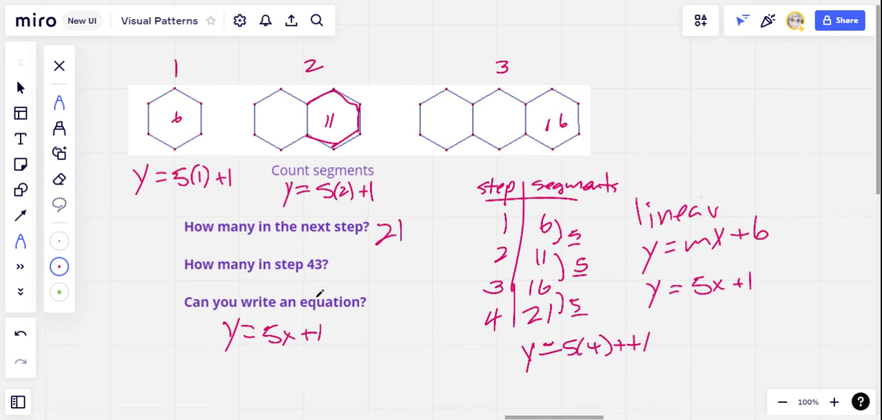Once you've got that equation, it's pretty easy to figure out step 43, because we can just plug that in for x, the step number 43. So y equals 5 times 43 plus 1. All right, we need to multiply 5 times 43. 5 times 40 is 200, and 5 times 3 is 15. So it's 215 plus 1. So it looks like 216 sides in step number 43.